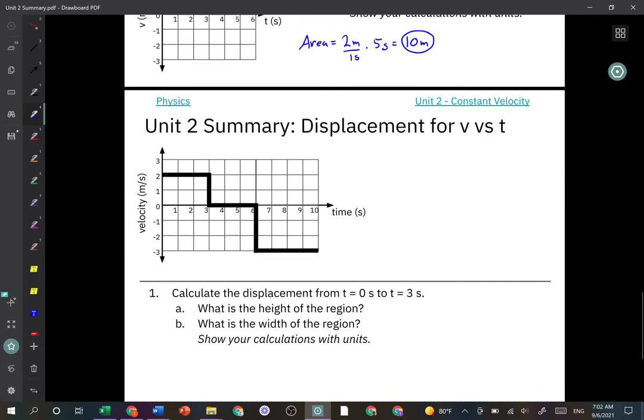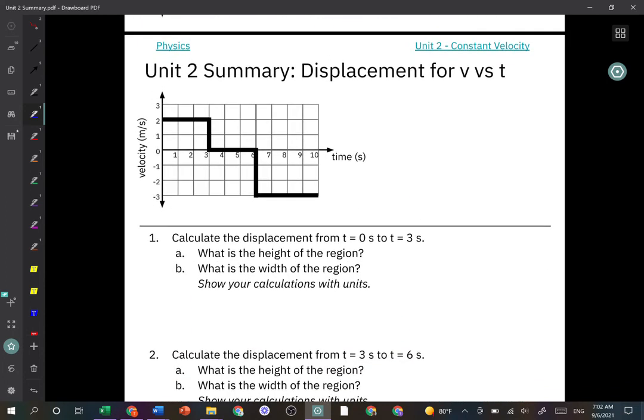Now, this last problem is going to be more of an example where we can try to get practice with a more complicated way of looking at velocity versus time, where we now have a changing velocity. Instead of having 2 meters per second for the entire time range, we are only going to have it for the first 3 seconds. Then it changes from 3 to 6 seconds to a velocity of 0 meters per second. And then finally, from 6 to 10 seconds, we have a velocity of minus 3 meters every 1 second.